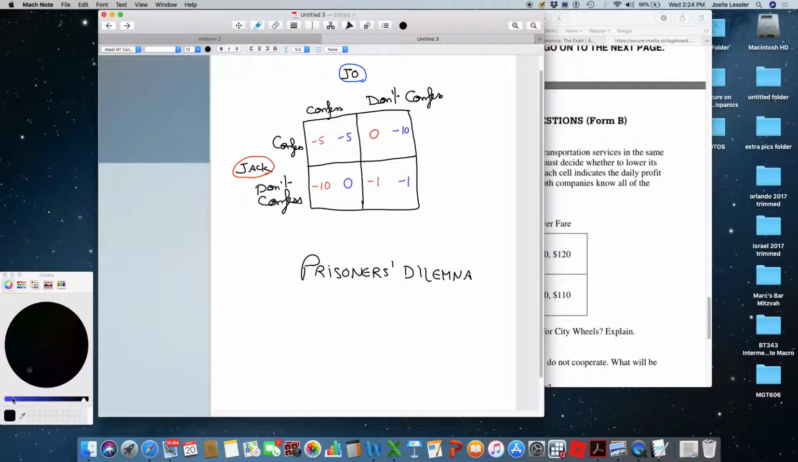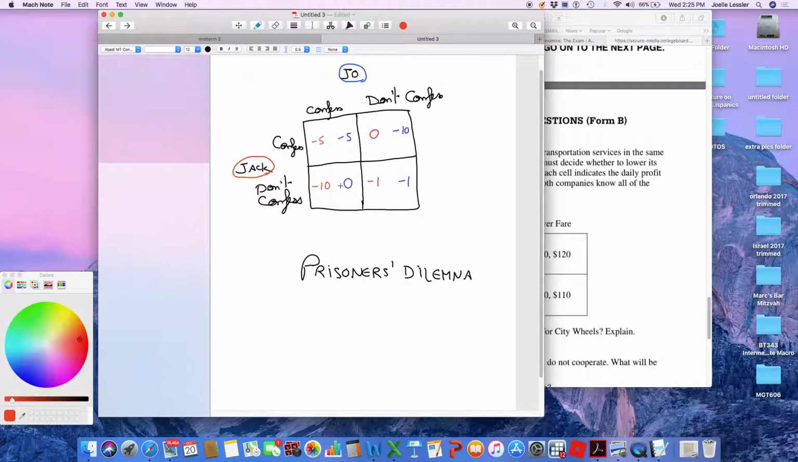Okay, so let's see what these two guys do, okay? So let's start with Jack. Jack is going to say, if Joe confesses, what should Jack do? Should he confess and get 5 years or not confess and get 10? So confess. If Joe does not confess, should he confess or should he not confess? 0 is better than -1. So you see that for Jack, the dominant strategy is to always confess, regardless what Joe does.